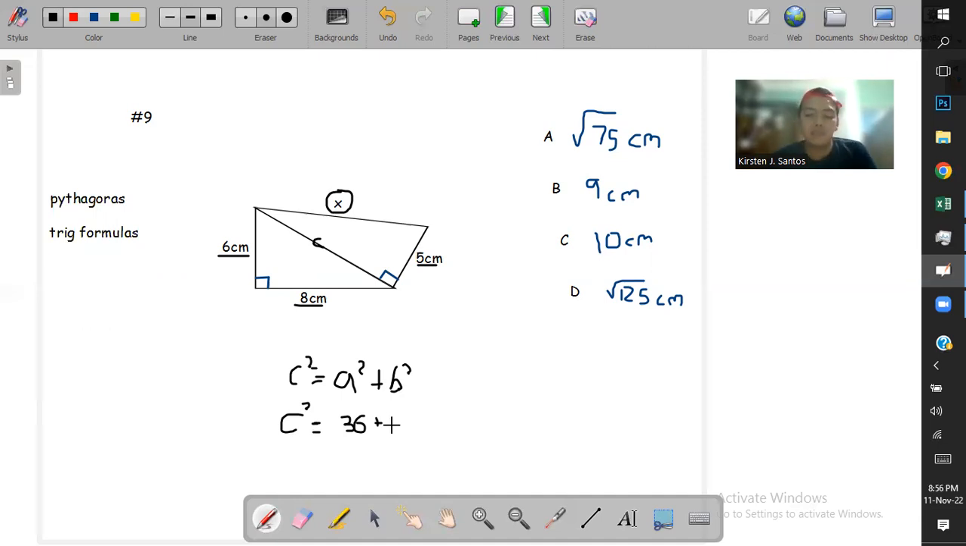And 8 times 8 is 64. So c squared is equal to 36 plus 64, which is 100. Okay, so I'll just move over here a little while. So we have c is equal to the square root of 100, and the square root of 100 is 10.